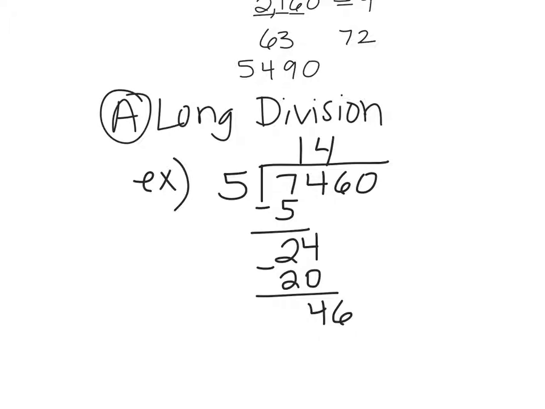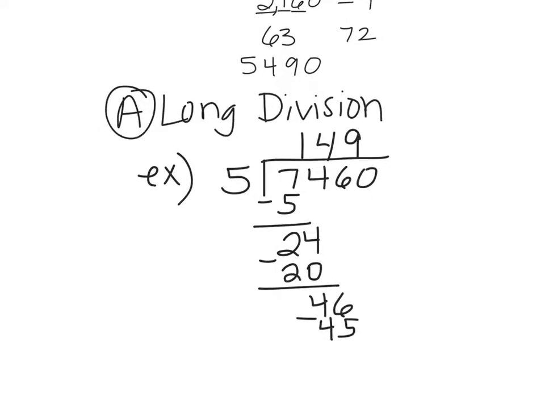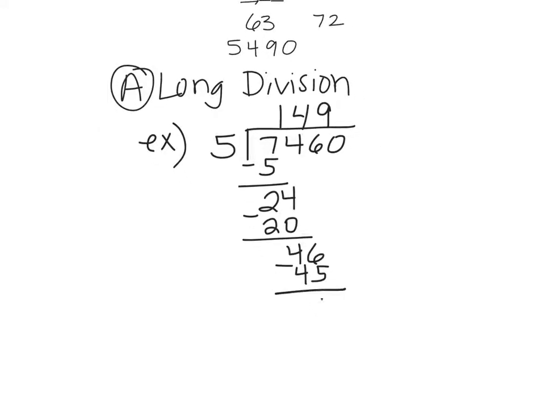5 goes into 46 9 times. 9 times 5 is 45. Okay, subtract, you get 1. Bring down the 0. 5 goes into 10 2 times. 2 times 5 is 10. Subtract, the remainder is 0. So your answer is 1492.